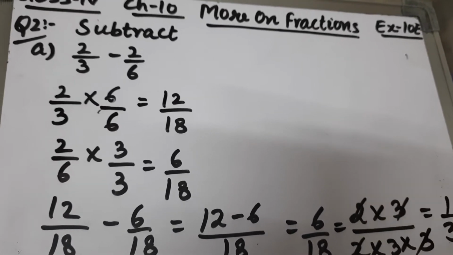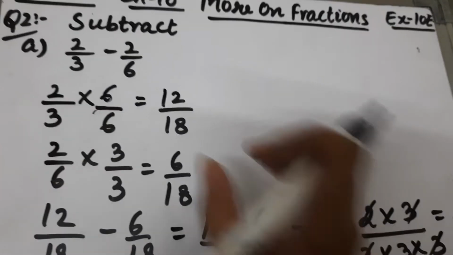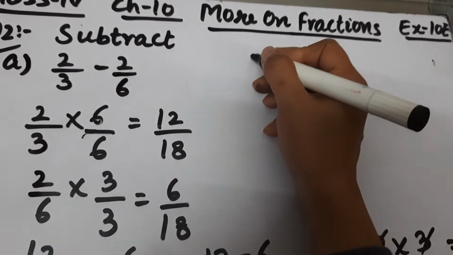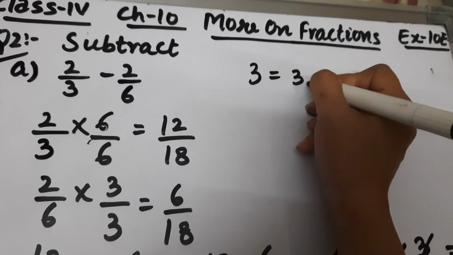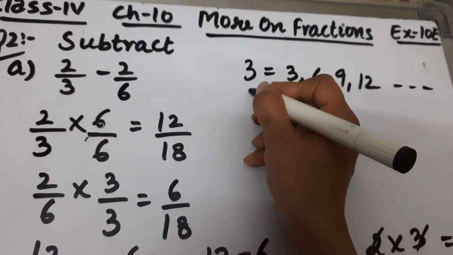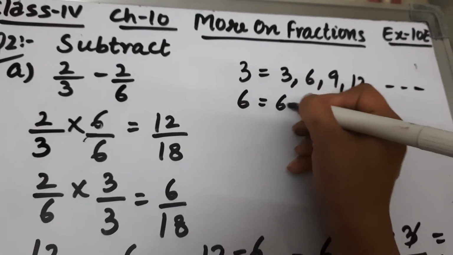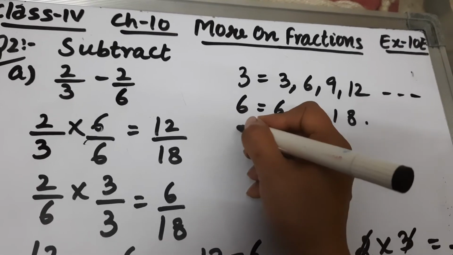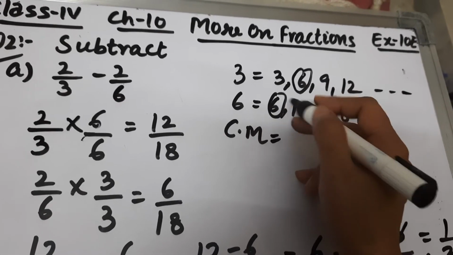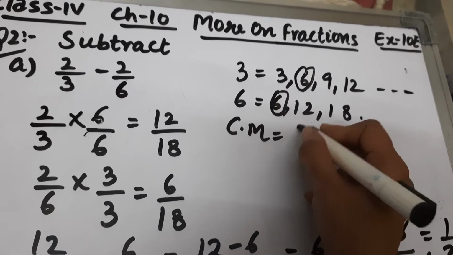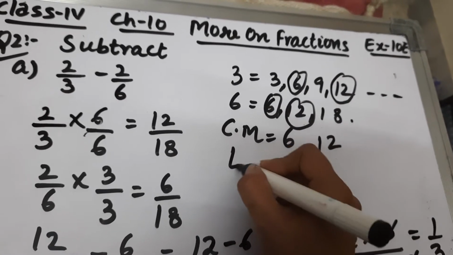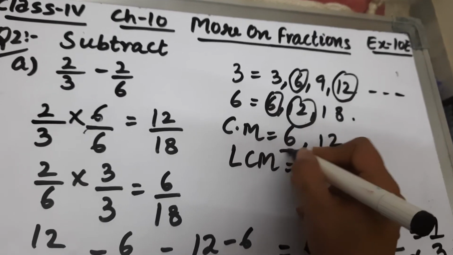Now the second method is we take the least common multiple. We take the least common multiple of the denominators. See, the multiples of 3 are 3, 6, 9, 12, and so on. And the multiples of 6 are 6, 12, 18. Now the common multiples: this 6 is common, 6 is in both 3 and 6, and 12 is also common. So we take the least common multiple, and the least common multiple is 6.